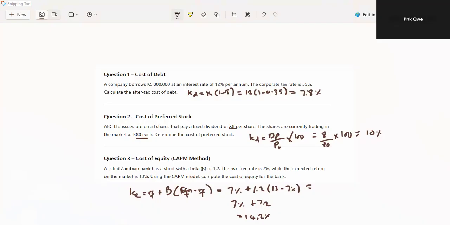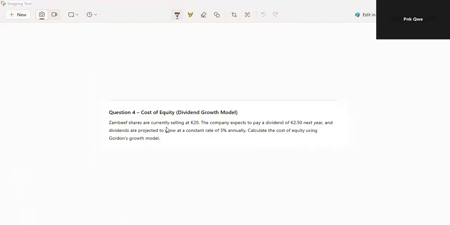Okay, using Gordon's formula now. So we are done with those parts. Then we go to Gordon's formula here. So it shows that shares are currently selling for 20 kwacha. The company is expected to pay a dividend of 2.5 next year. And the dividends are growing.